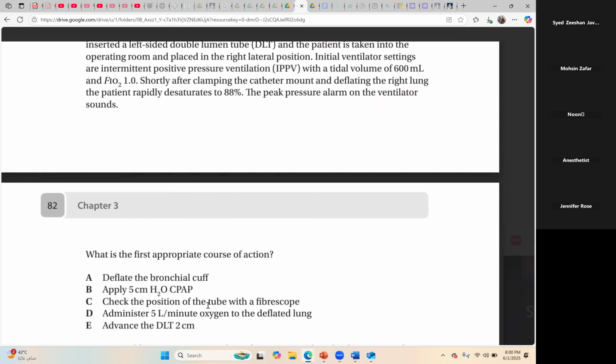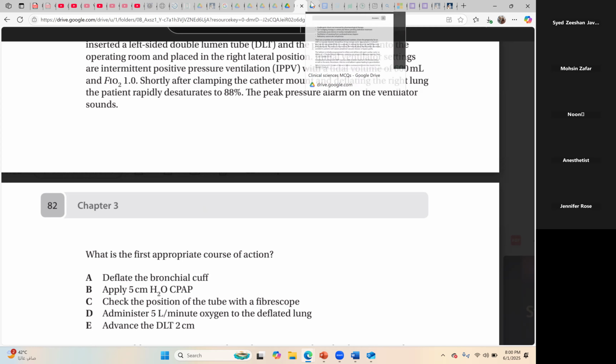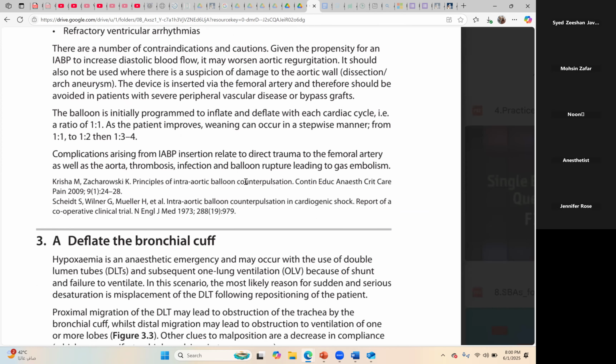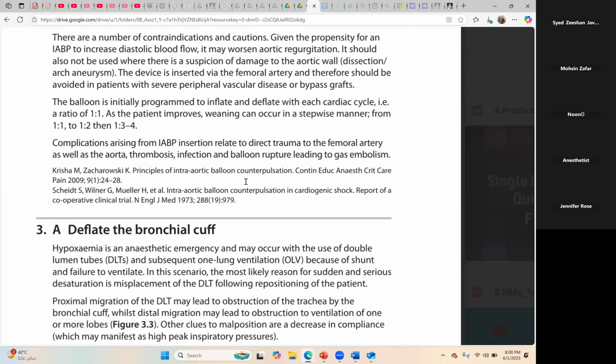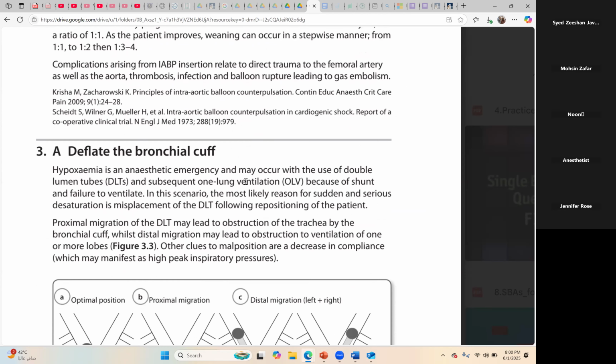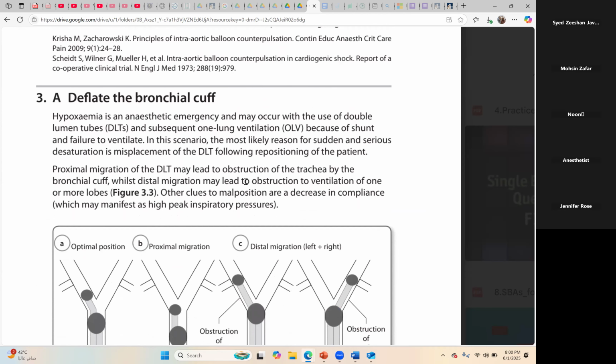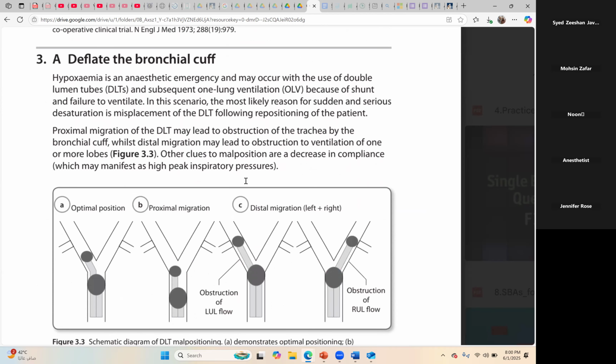So I think it should be C, because deflate the bronchial cuff or apply 5 centimeter CPAP, administer 5 liter per minute oxygen to the deflated lung, all the things which we do. But the first thing will be to check the position of the tube with a fiber optic scope. I am not sure what they will do here, because let's see. Deflate the bronchial cuff. So what will deflation do? I'm not very expert on double lumen tubes, how it will help. I think the tube is more in.